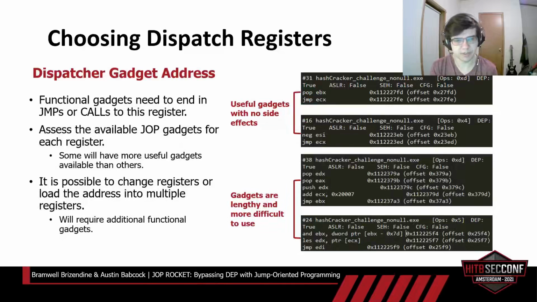If we have a specific one that's very useful, or if we have a lot of them that are very useful with little side effects, we would prefer to choose that register if possible. We can use gadgets from other registers that are a little bit more complicated, like those on the bottom. However, if we can avoid some of those side effects or weird instructions, we would probably prefer to do that.